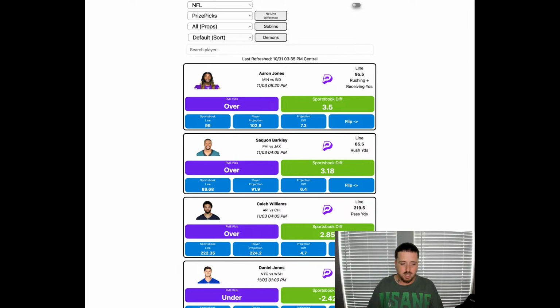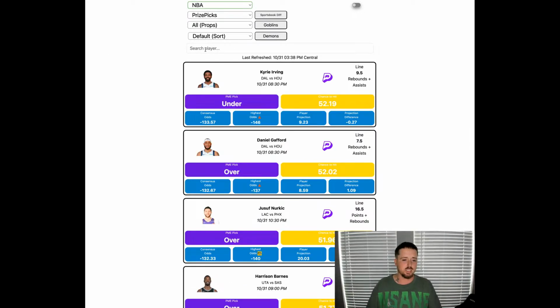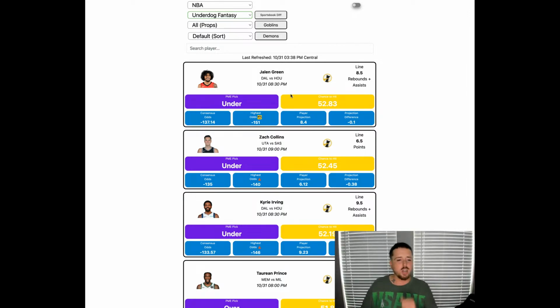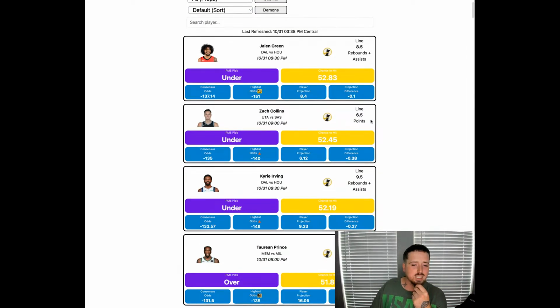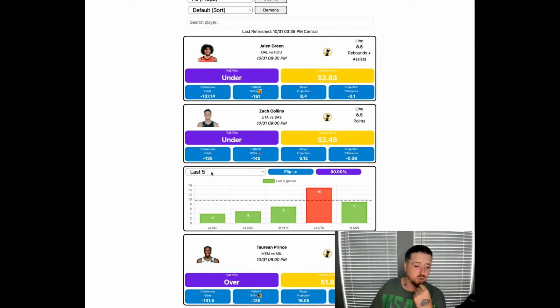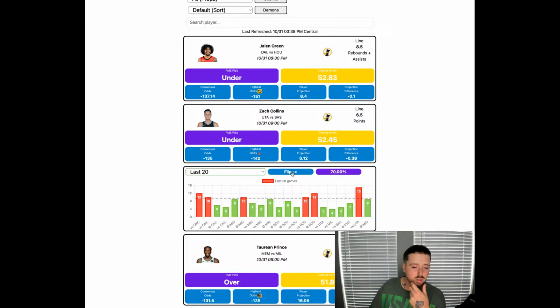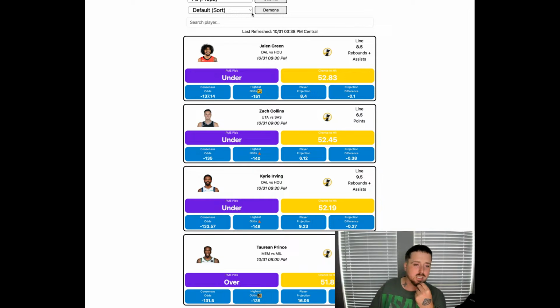We skipped over the green on Underdog. My bad, brother. I get distracted. Yeah, they did take our boy Jalen Green on. You wanted Underdog. No greens on Underdog, but Jalen Green's rebounds assists is still available over there, under his 8.5 rebounds assists. Zach Collins under 6.5 points is 52.45. So a few solid options. We know Kyrie's history on his rebounds assists is crazy, and he's in the 52s, so not bad. So you can go with these guys.